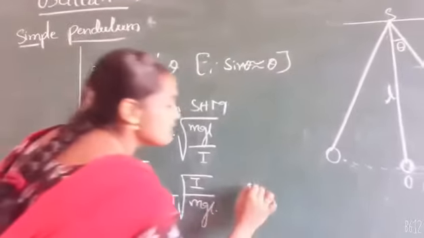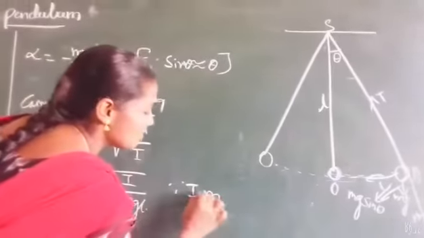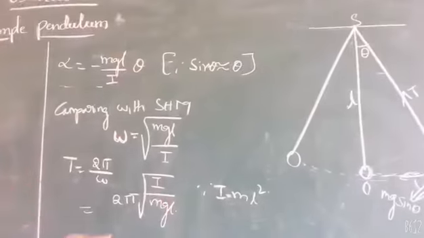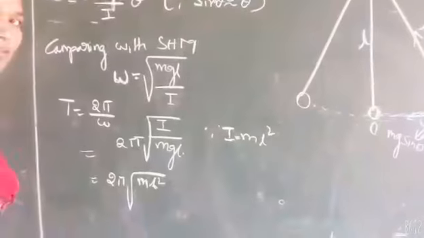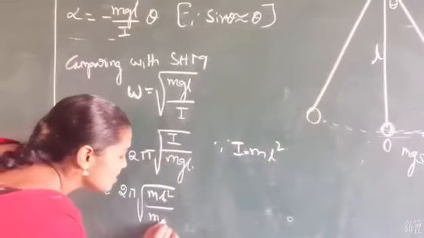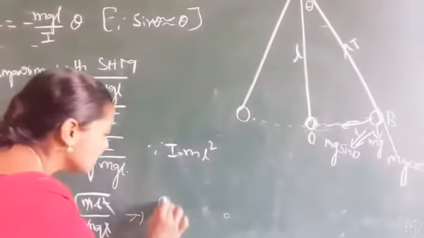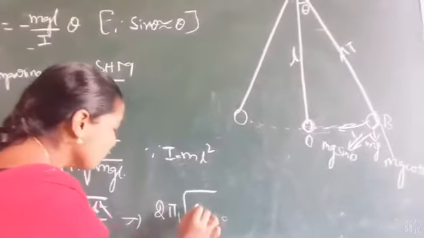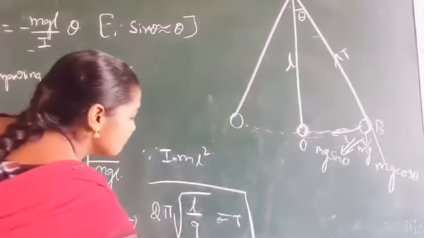Since the moment of inertia is equal to m L squared, write down the moment of inertia value here. Substituting this I value, m L squared by mgL, L squared gets cancelled partly and m gets cancelled. What are the remaining terms? T equals 2 pi root of L by g, which is the time period to complete one oscillation.